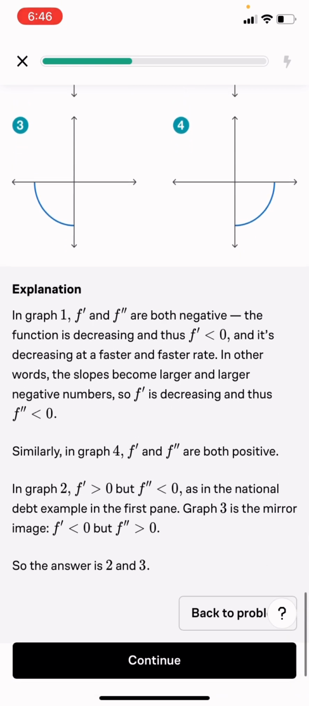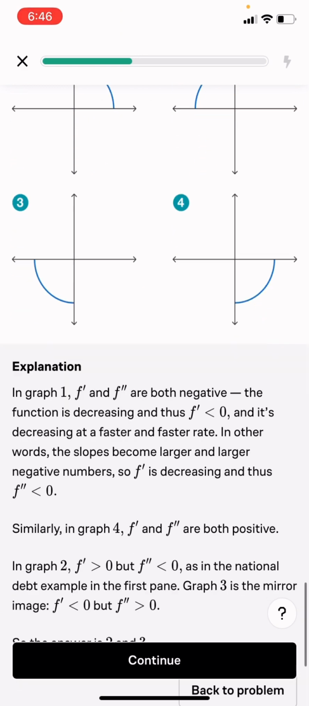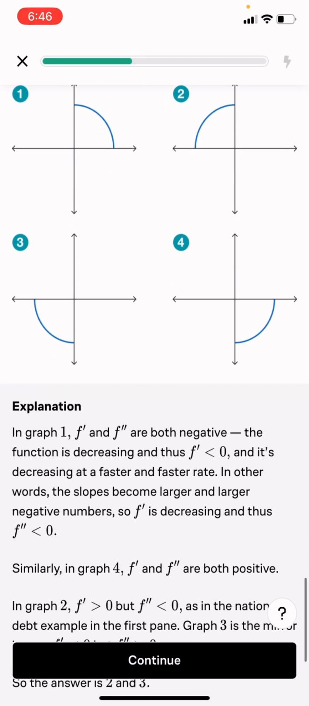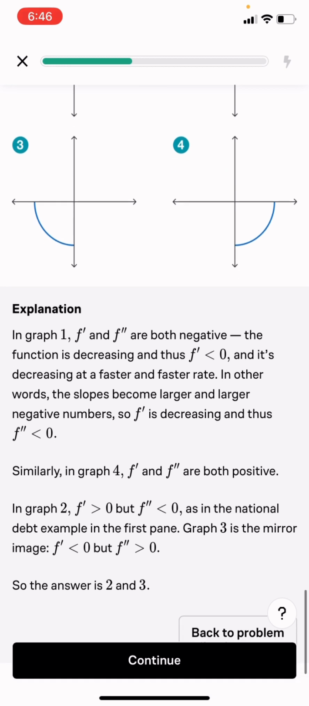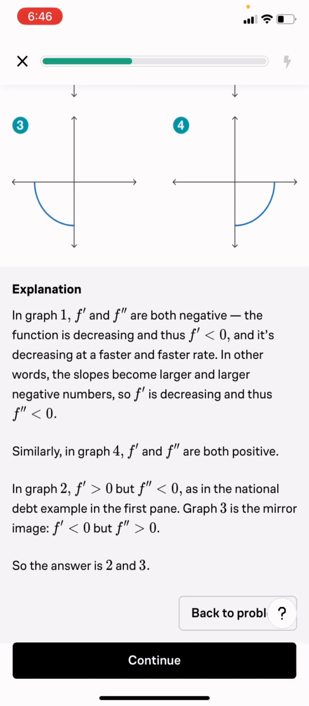Let me just see why. f prime is more than 0, but f prime is less than 0. Yeah, you could see how that would work.